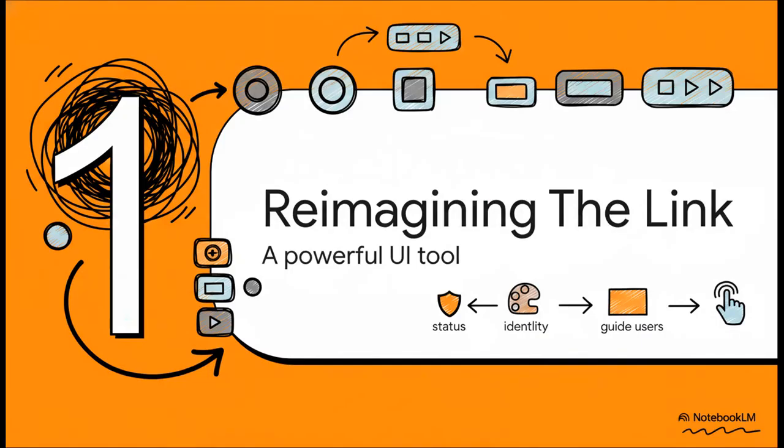So first things first, let's talk about how the humble link has evolved. It's not just about getting from point A to point B anymore. Nope. In modern app design, a link is a crucial UI tool. It can guide users, it can show the status of something, and it helps build your app's whole look and feel.